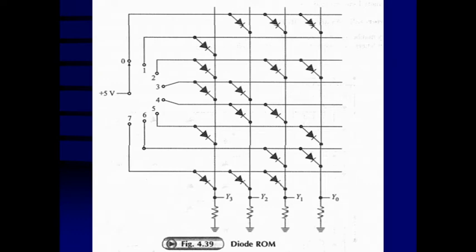Similarly, at location 2, if the switch position is rotated here to 2, this line is going to be activated. Because of these diodes, the output of Y3 is going to be 1, because of this diode, the output of Y1 is going to be 1, and Y0 is going to be 1, and this one is not connected anywhere. So Y2 is going to be 0, and the data 1, 0, 1, 1 is stored at location 2, and this way you can prepare a diode ROM.